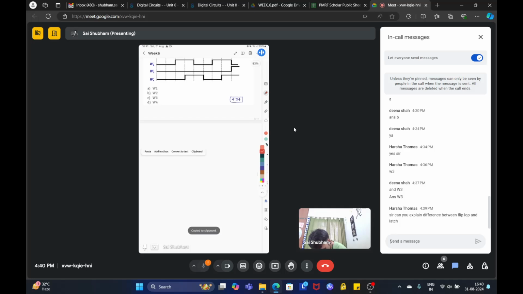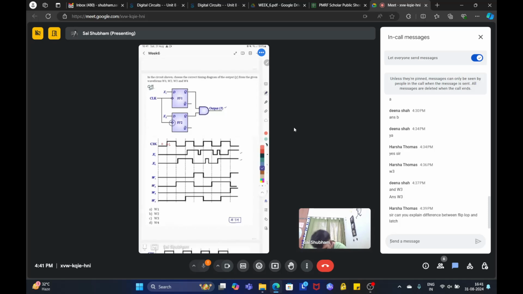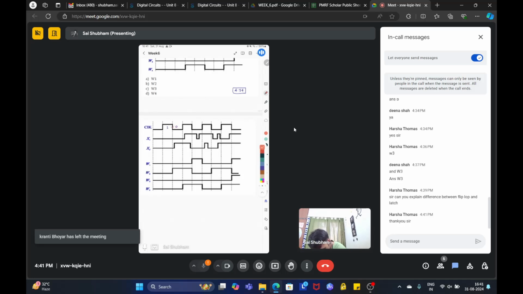Now discussing the solution for this. So you can see that this is negative edge triggered, okay? So whenever there is a clock transition from 1 to 0, your flip-flop will be active. So in this case, there is a 1 to 0 transition over here, here as well, here as well, here.